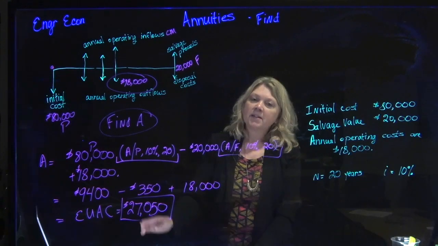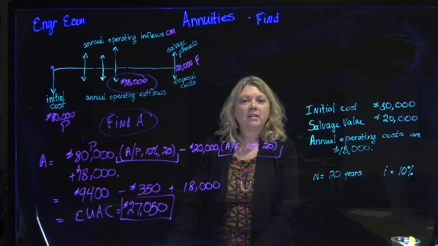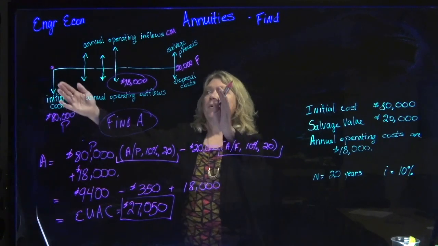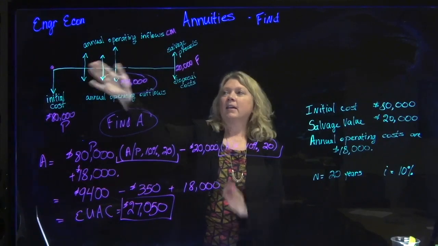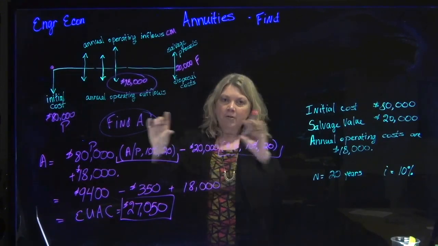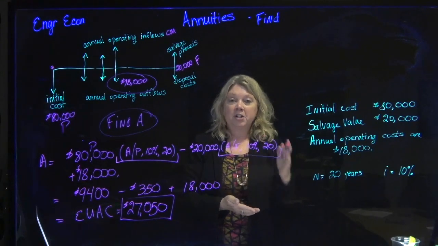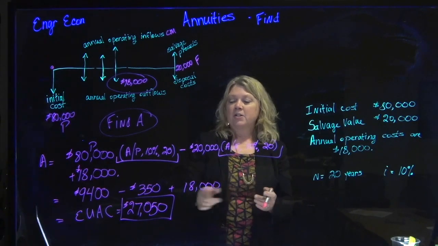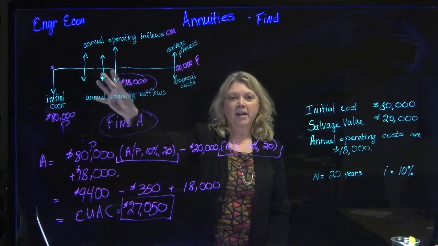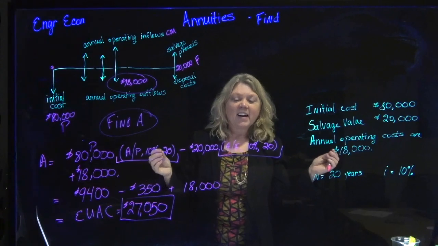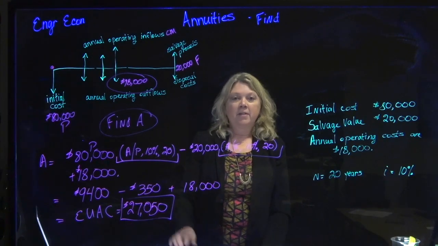Let's interpret that. $27,050 is the average annual cost to operate this machine, buy it, operate it, and sell it. All of those cash flows averaged out to as if it were one annual amount each year for 20 years. So that's not how the actual cash flows go, right? Because the cash flows go per our diagram. But averaging everything out turns out to be an annualized amount of $27,050.